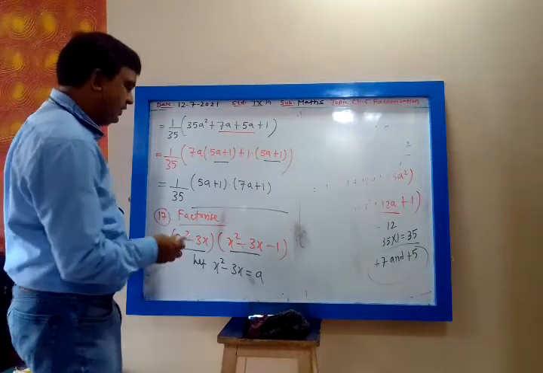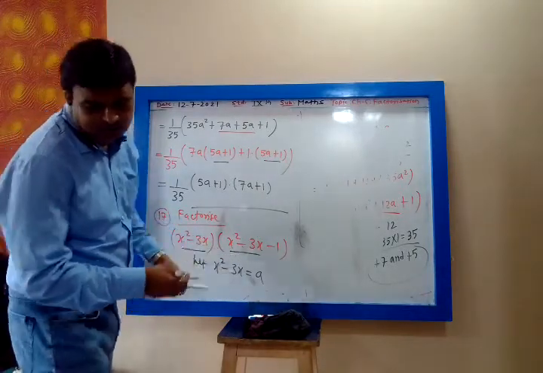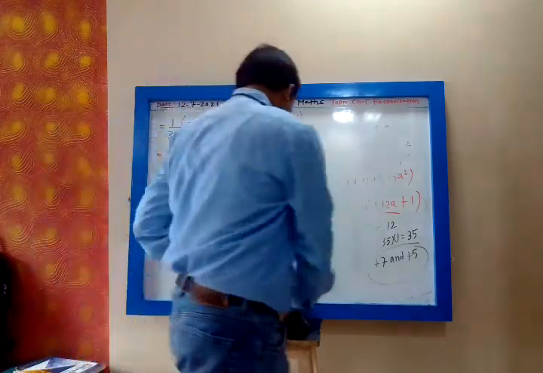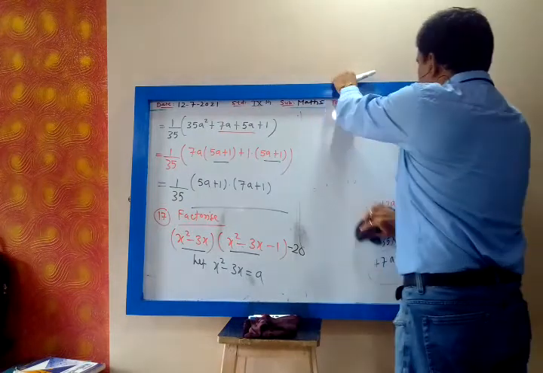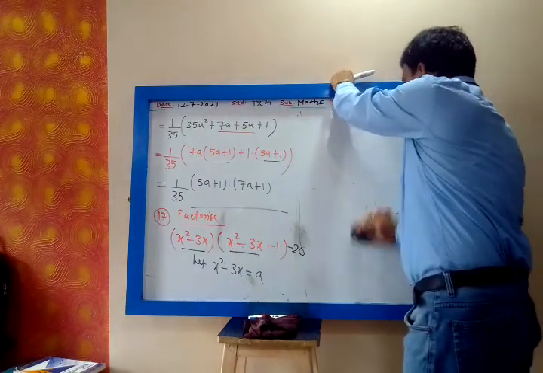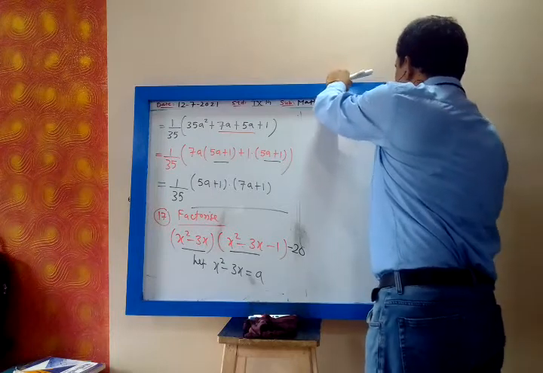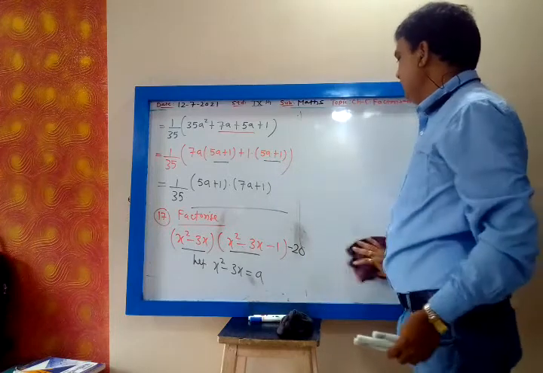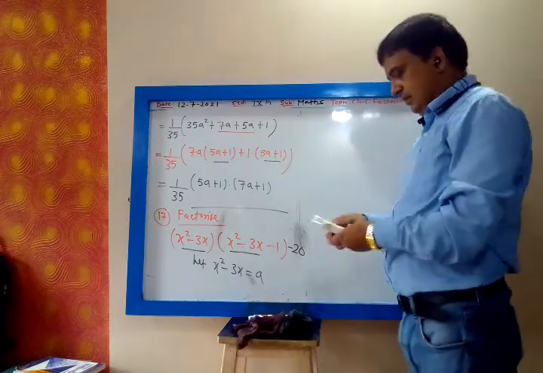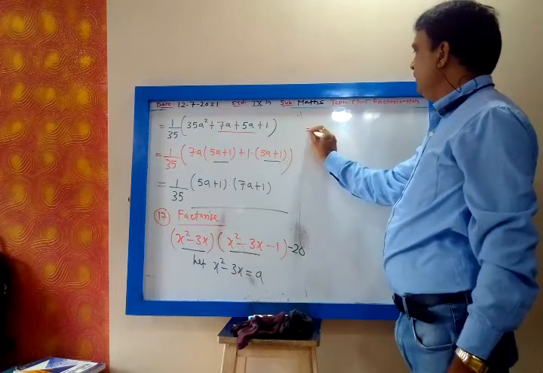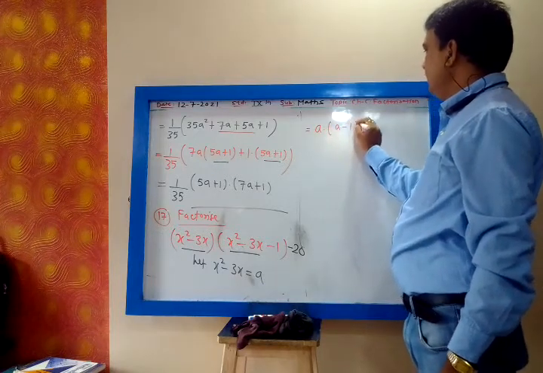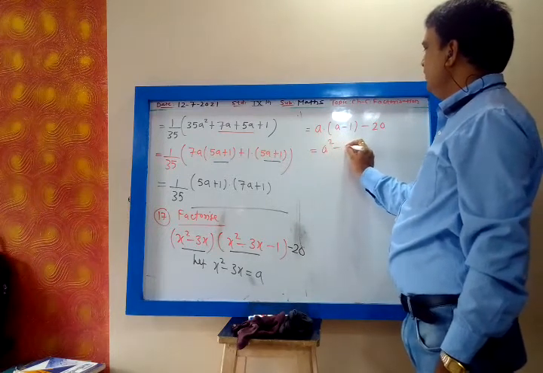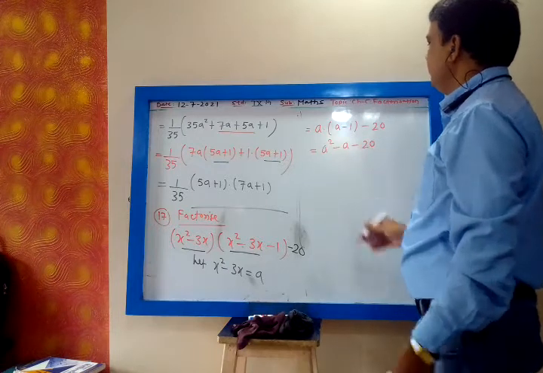So x square minus 3x minus 1 minus 20. Yes, minus 20. So this we write as a, since x square minus 3x is a. So that will be a into a minus 1 minus 20. Now we open the bracket. a into a square minus a minus 20, which is a quadratic of type 1.